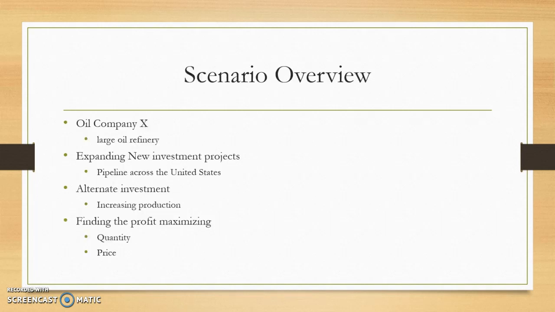Scenario overview. Oil Company X, a large refinery, is expanding and taking on investment projects. Recently, they have considered building a pipeline that stretches across the United States from Canada to New Orleans. As an alternate investment, they are considering increasing production at an existing facility or facilities. In order to compare these investment opportunities, the head of the cost analysis department has tasked me with finding the profit maximization quantity and price, if the plan was to continue at these facilities.